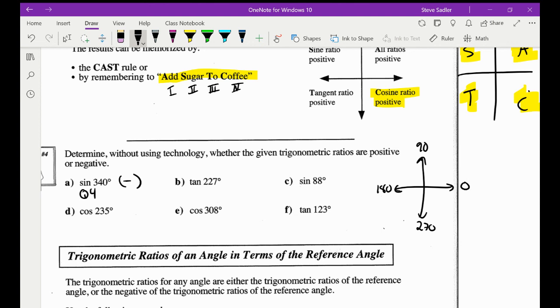Tan of 227, which is going to be in quadrant 3. Tan is the only positive one in quadrant 3, right? We can do our add sugar to coffee. So in quadrant 3, tan's positive. That's going to be a positive ratio. Sine 88, which is going to be in quadrant 1. All ratios are positive in quadrant 1. Yay.